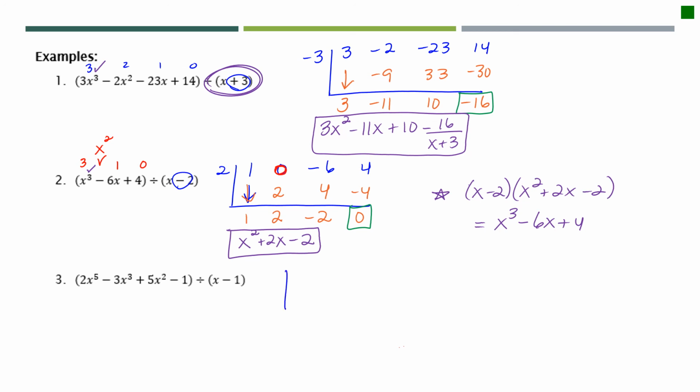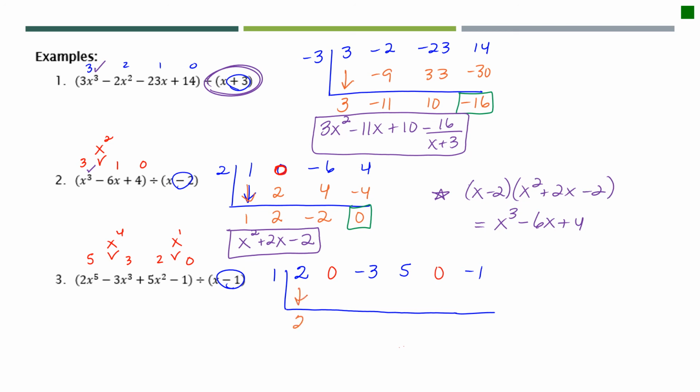So I'm going to set up my bar here. I am missing a bunch of terms. It goes 5, 3, 2, 0. So I'm missing x to the 4th, and I'm also missing x to the 1st. So I have to make sure I put in zeros where I have a missing term. So I'm going to have 2, and then I have my missing x to the 4th, negative 3, positive 5. I'm missing x to the 1st, and then negative 1. So now here we go. Oops, I didn't put my positive 1 on the outside.